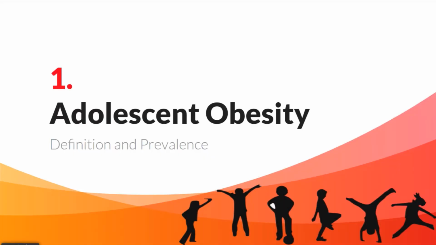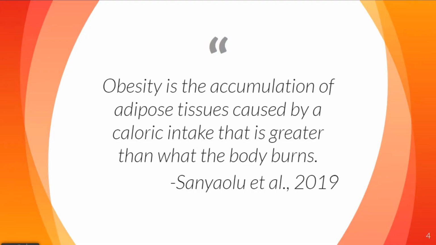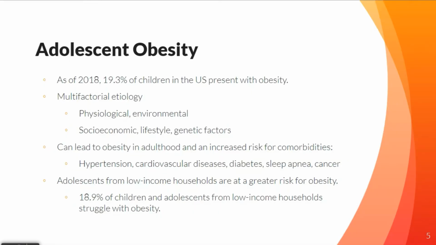So we'll first start off with adolescent obesity, the definition and prevalence. Obesity is the accumulation of adipose tissues caused by a caloric intake that is greater than what the body burns. Obesity is a significant problem in the United States, especially among youth, as childhood obesity increases the risk of obesity in adulthood along with its comorbidities.